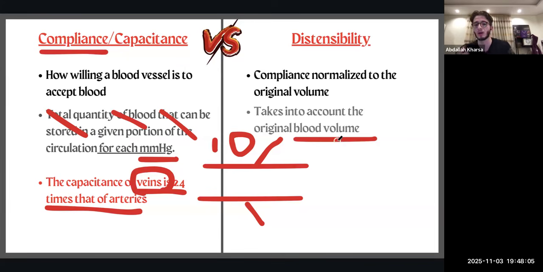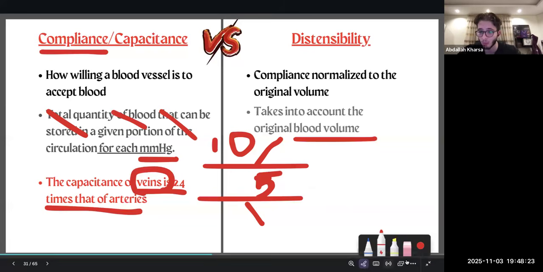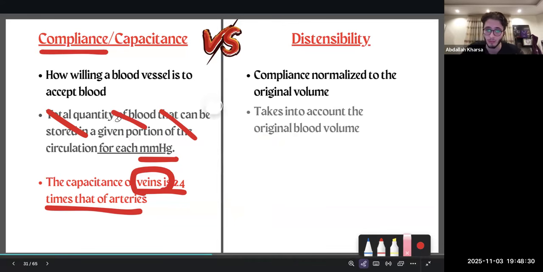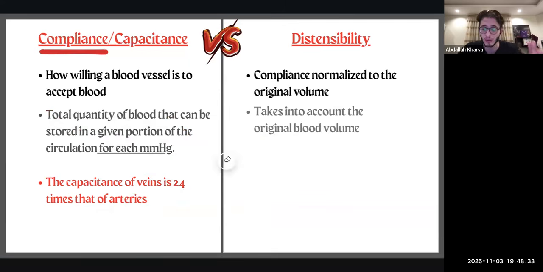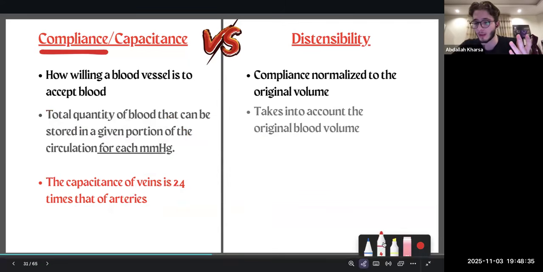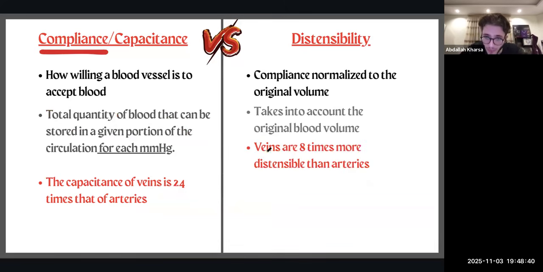Distensibility: how much did we originally have? Let's say that the vessel originally had 5 and after we inflated it, it had 20. It divides it by 5. So we're looking at how balloon-like the thing is. How much does it inflate? We put the original volume into the equation. You'll understand this when we look at this example.